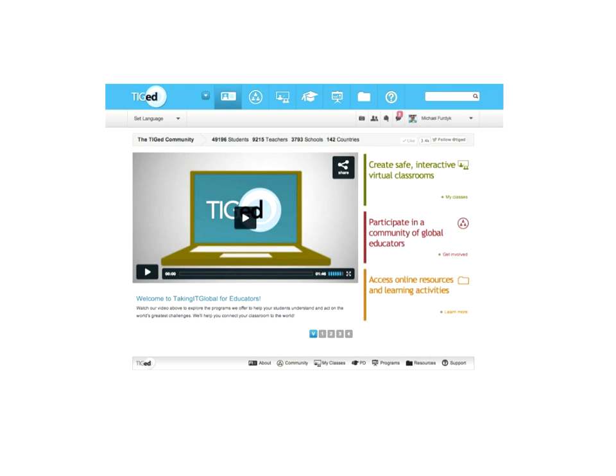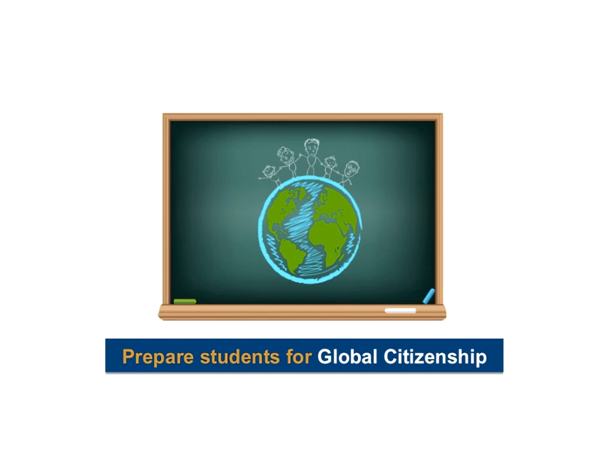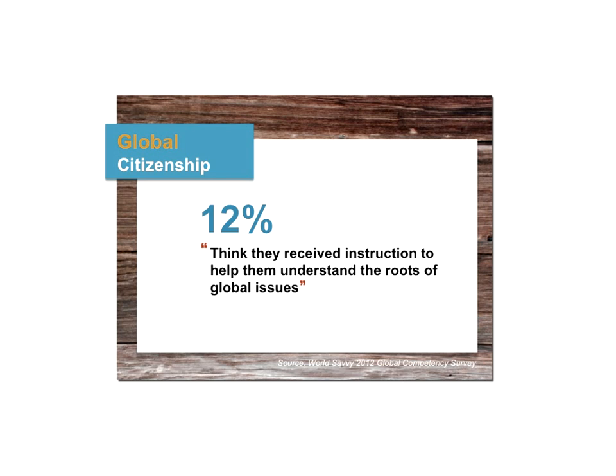That's why in 2006 we launched TigEd, or Taking It Global for Educators. Our broad goal is to provide the support educators need to bring global issues into the classroom, with a focus on 3 different core value areas. The first is preparing students for global citizenship. We think that's important because in that same World Savvy study, only 12% of students say they received instruction that actually helped them understand the roots of global issues. So they care about the world, but they don't feel like they're having the opportunities to prepare for it.